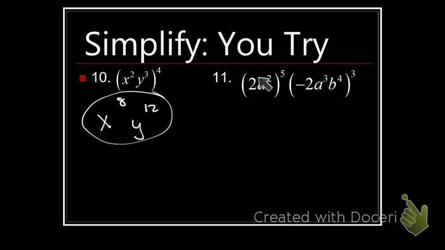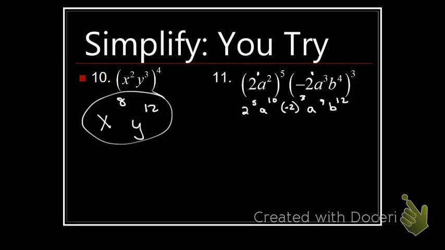Okay, follow me here. I recommend this 2, you make it an exponent 1. So that means 2 to the 5th, A to the 10th, times negative 2 to the 3rd, A to the 9th, B to the 12th.